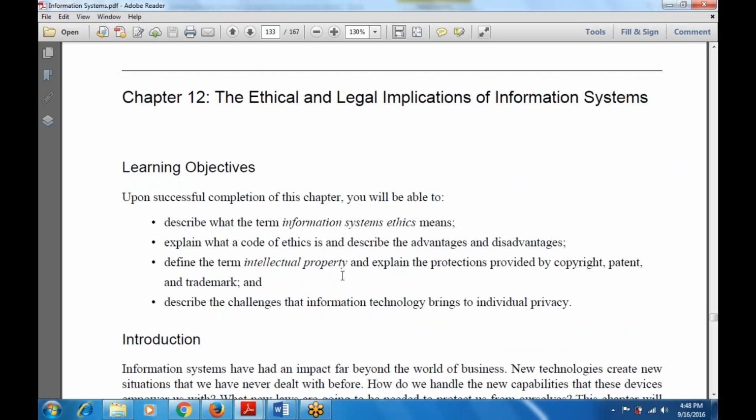In this chapter, we describe what information system ethics means, what is the meaning of ethics, and how to write a code of ethics, describing the advantages and disadvantages. We also cover what intellectual property is, and explain the protection provided by copyrights, patents, and trademarks. Then, what are the various challenges that information technology brings to individual privacy, that is, the key factors that information technology brings to individual privacy.